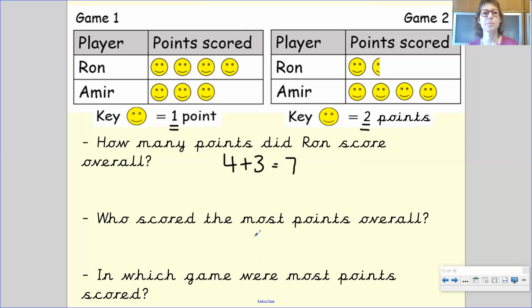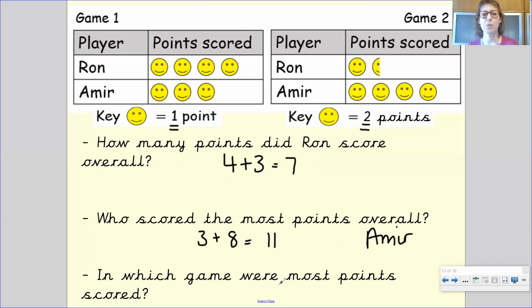Who scored the most points overall? So we know Ron scored 7, so let's see how many Amir scored. So Amir scored 1, 2, 3 here, and 2, 4, 6, 8 here. So 3 add 8, so I'm going to put 8 in my head, 9, 10, 11. So we know that Amir scored more points overall.